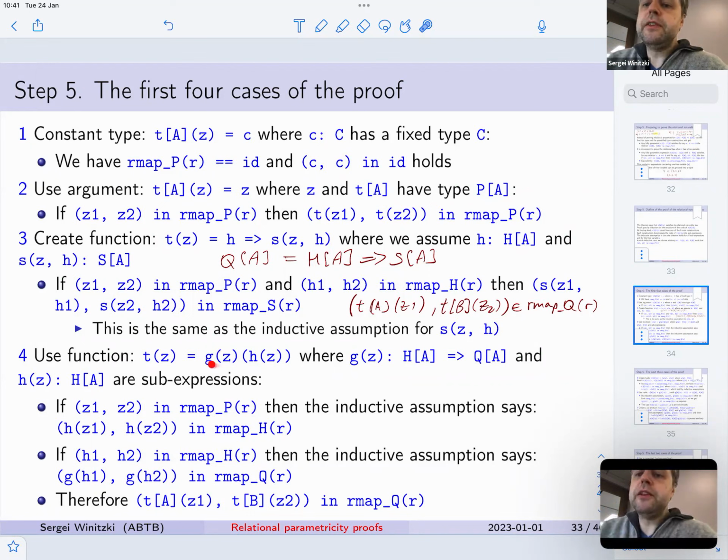So we have already some function g, and we have already some value h. We apply g to h, and that's the code of t. Now g is again possibly depending on the same free variable z. And it has this type where h is arbitrary and h is the type of h. So these are the two sub-expressions now. The inductive assumption is that both of these sub-expressions already satisfy the law. So now we have to see what these inductive assumptions are.